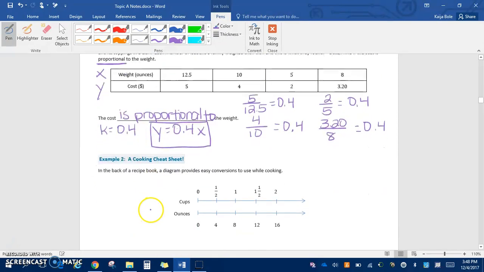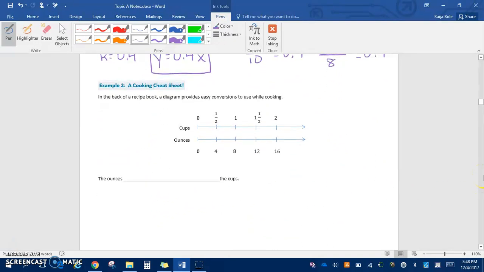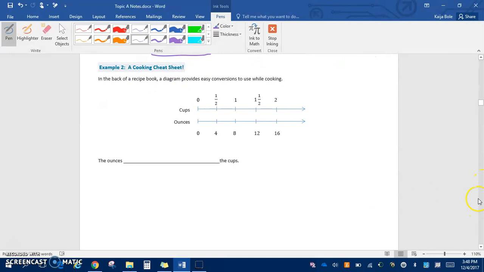Go ahead and look at example 2. This says, in the back of a recipe book, a diagram provides easy conversions to use while cooking. We're trying to figure out again if this is proportional. Cups is going to be x, ounces will be y. We're trying to find a constant here.